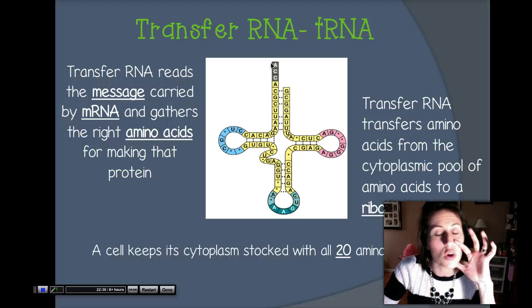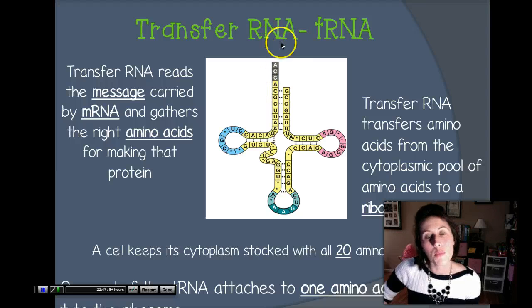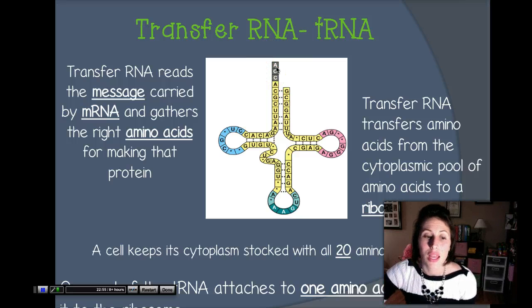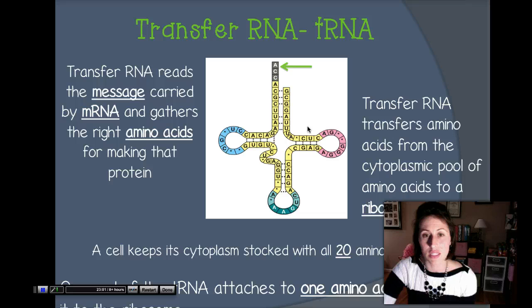That's why it's really important that you eat. So the one part of the tRNA molecule attaches to one amino acid up here, and the bottom of that should say, and it carries it to the ribosome. Sorry, that got cut off. There's the little piece that attaches to the amino acid.